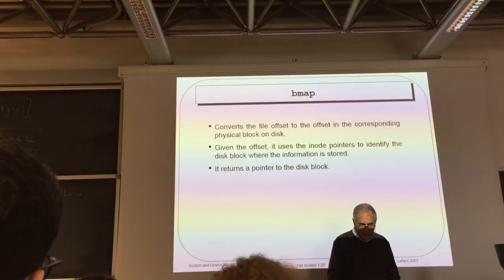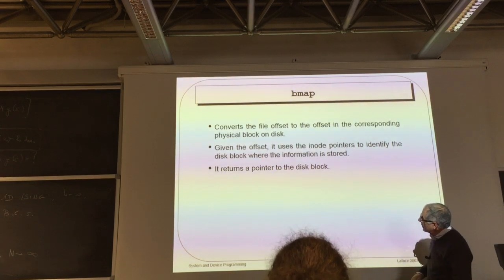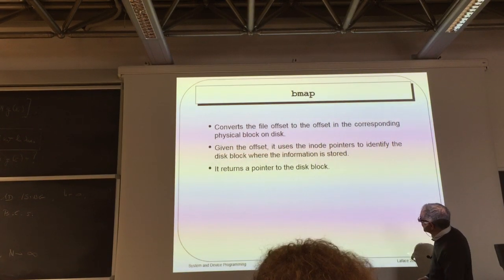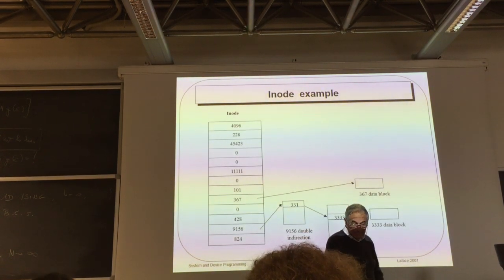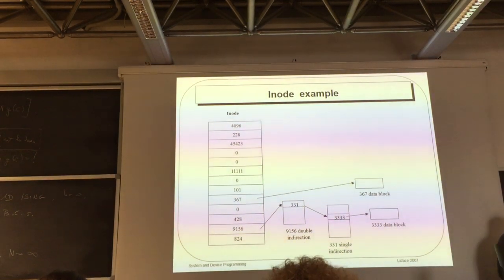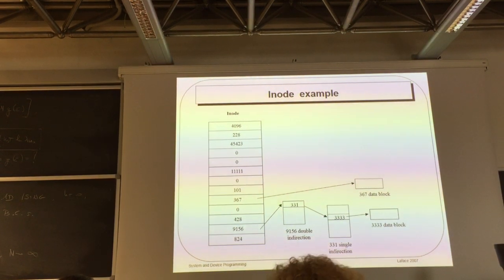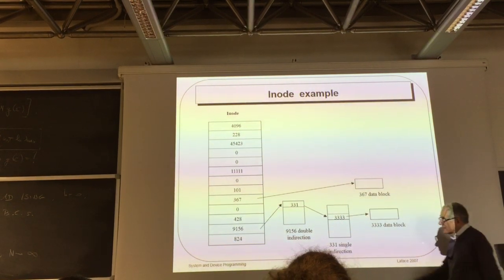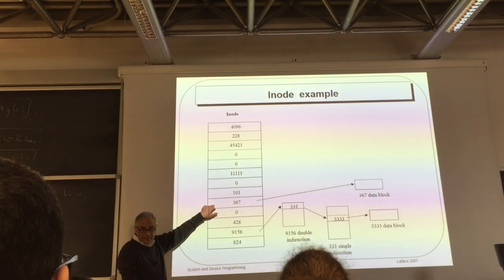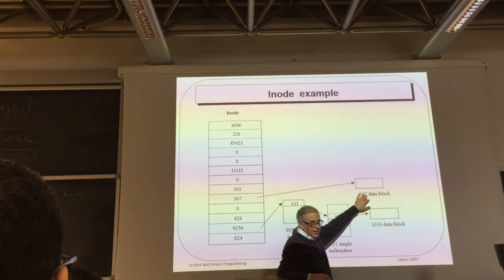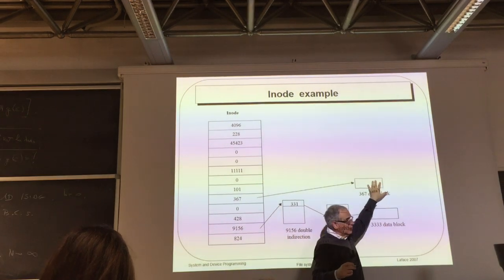Bmap, as I said, returns the pointer to the disk block, mapping logical offset to the physical block and offset. And so this inode, again with some tricks here, shows you how to reach some data blocks. Here you see 0, 1, 2, 3, 4, 5, 6, 7, 8. So it's a direct index. Okay? So here you have a direct index. So this is a data block.